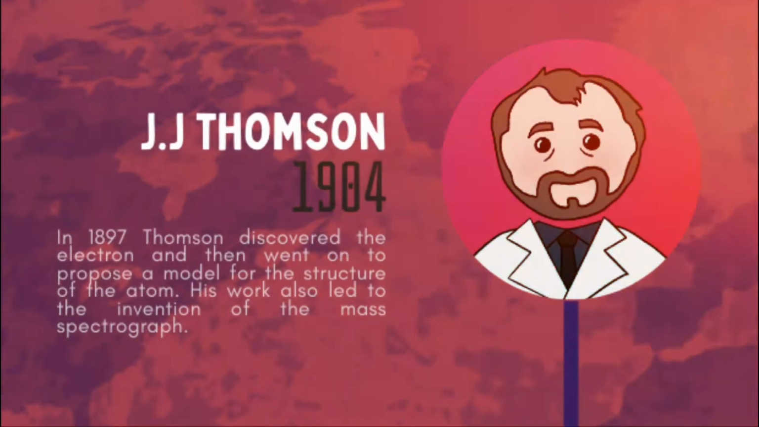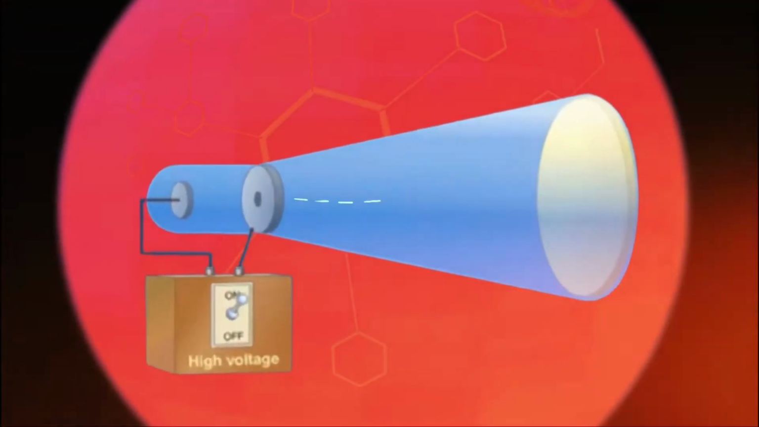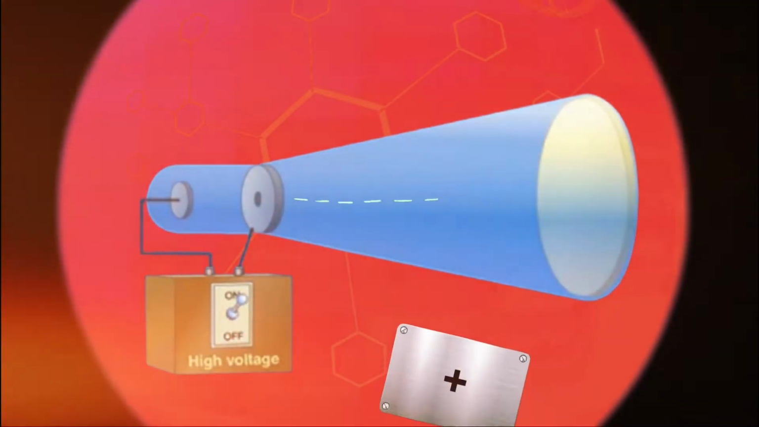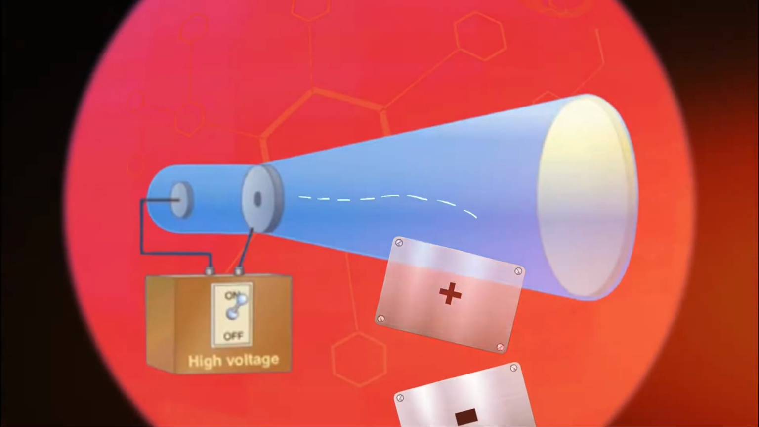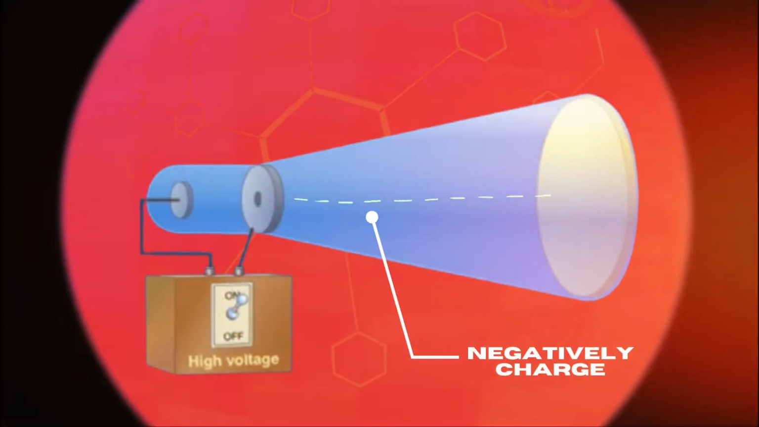Joseph John Thomson, 1904. Thomson discovered that the atom wasn't as indivisible as previously claimed. He devised an experiment using cathode rays produced in a discharge tube. He found out that the rays were attracted by positively charged metal plates but repelled by negatively charged ones. He then deduced that the rays must be negatively charged.